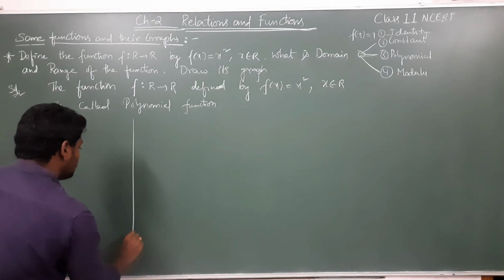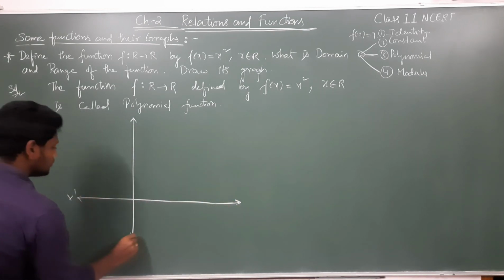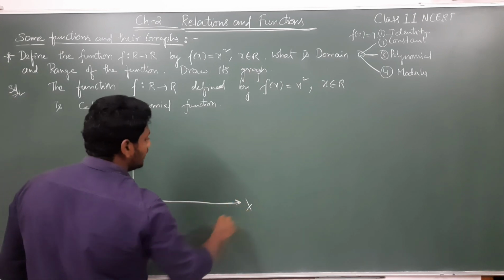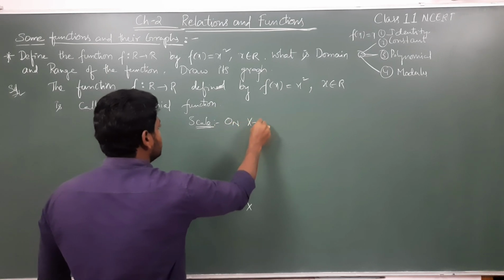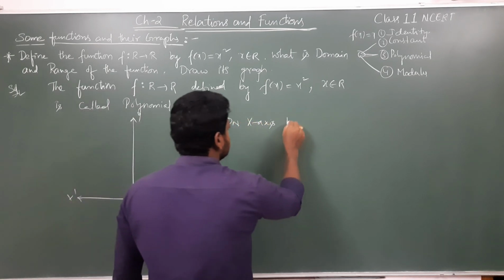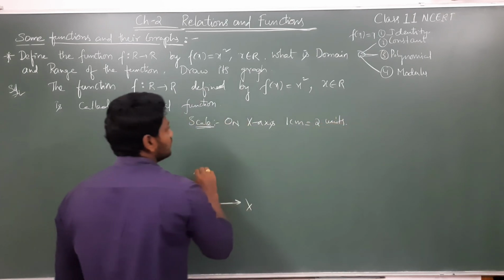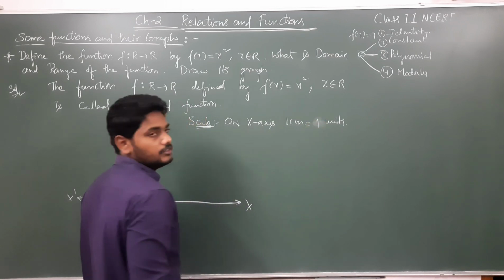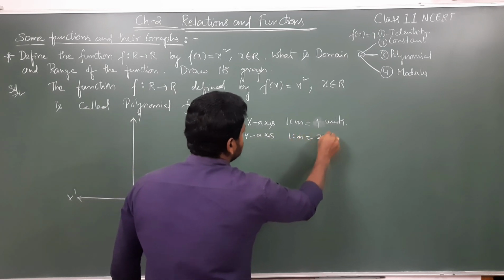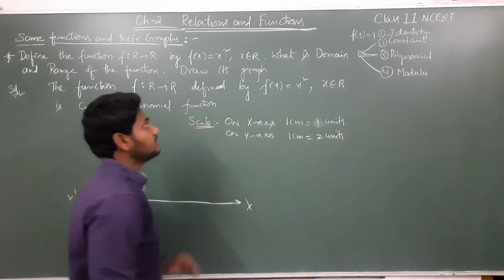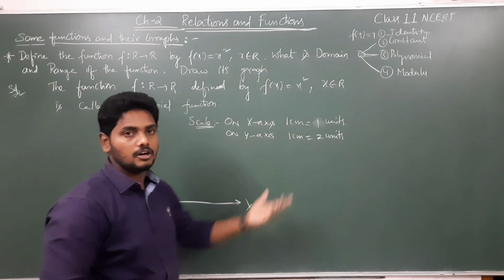To draw a graph we need the x-axis and y-axis: x dash, y and x. See, for the scale, on the x-axis 1 centimeter is equal to 1 unit only, but on the y-axis 1 centimeter is equal to 2 units I will take. Why? Because the graph is x square. We can take whatever is convenient, but we need to mention how much we are taking.